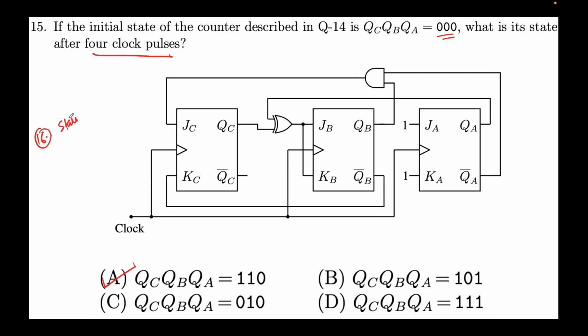state after 4 clock pulses if the initial state is 1 0 1. Okay, the initial state is 1 0 1 and we're required to find what happens after 4 clock cycles after this.